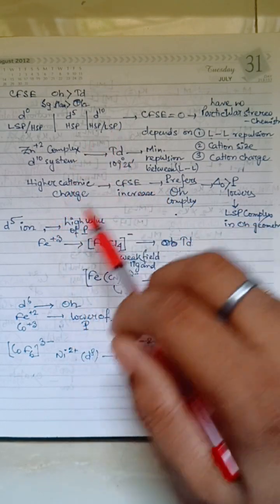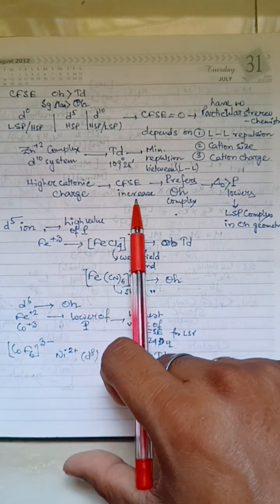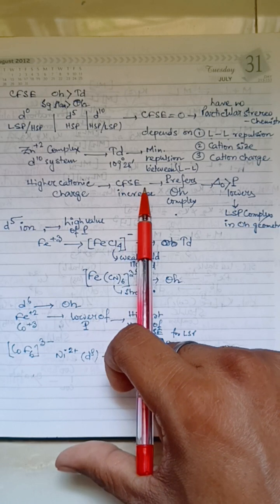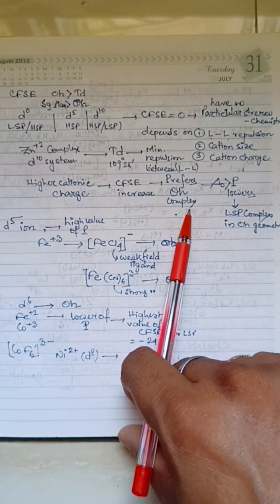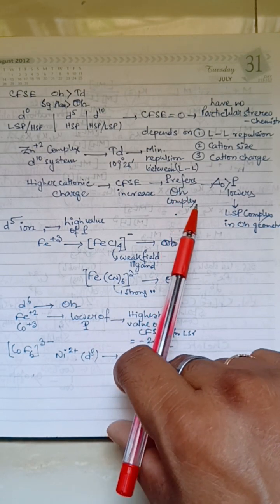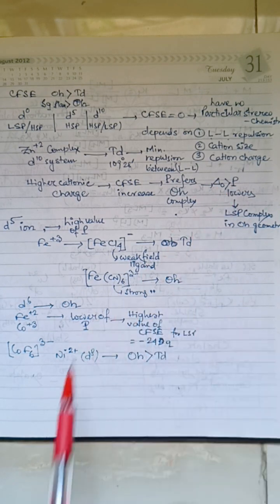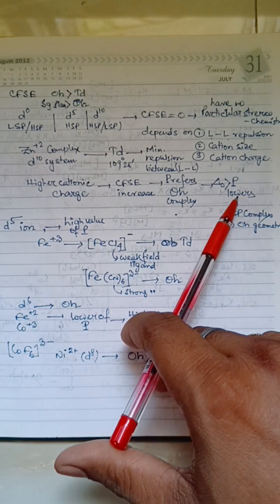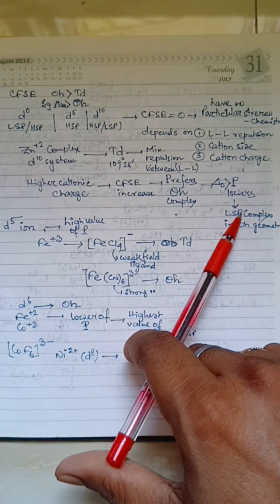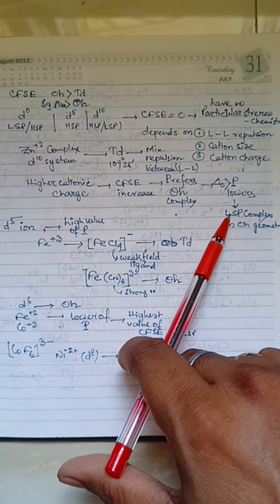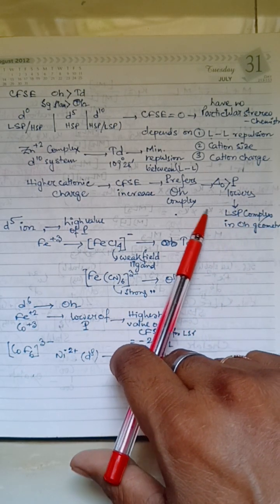Now, if the central metal atom has a higher cationic charge, the CFSE value increases, that means the crystal field splitting energy increases in the presence of higher cationic charge, which prefers octahedral complexes, as in octahedral complexes delta O, that means the octahedral splitting value, is greater than the pairing energy, which helps the electrons to get paired up, which lowers the spin value. That means the number of unpaired electrons decreases, so we get low spin complexes in octahedral geometry. So is this clear?